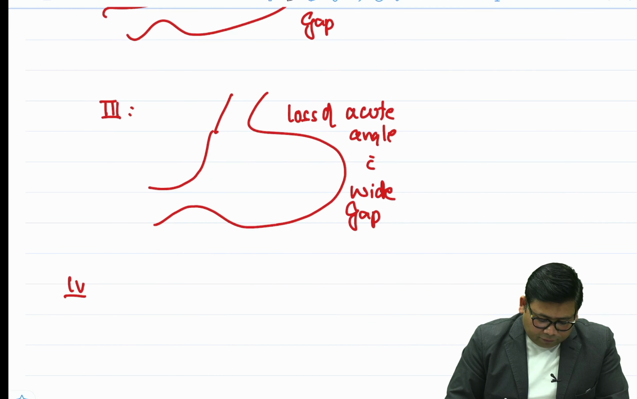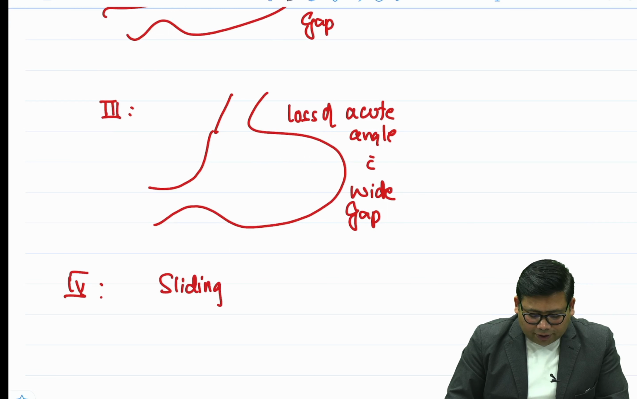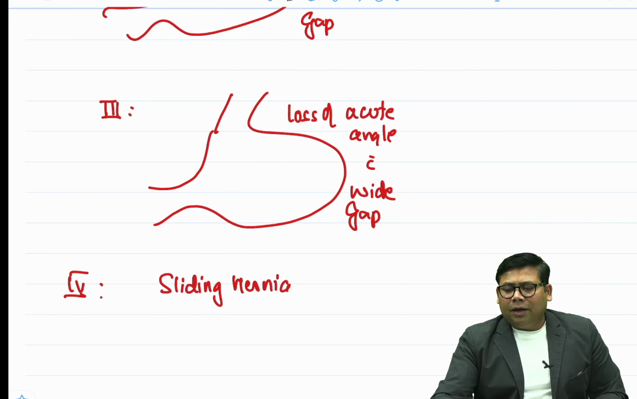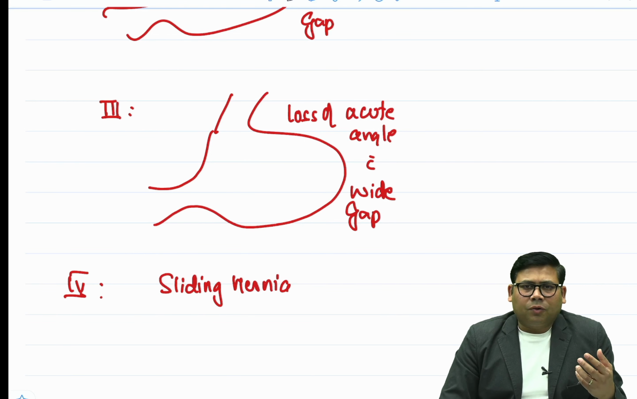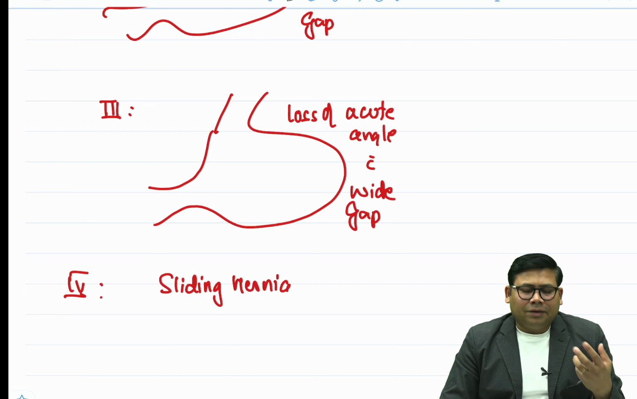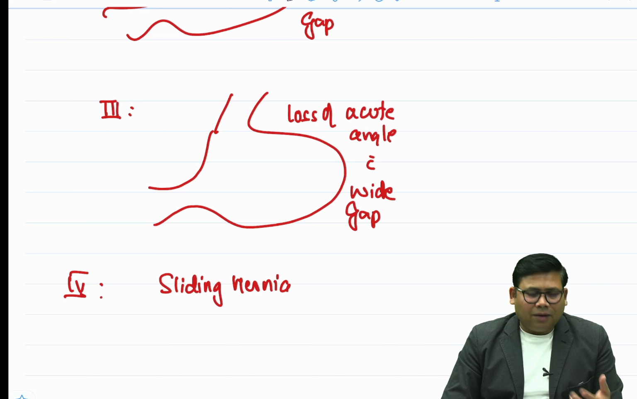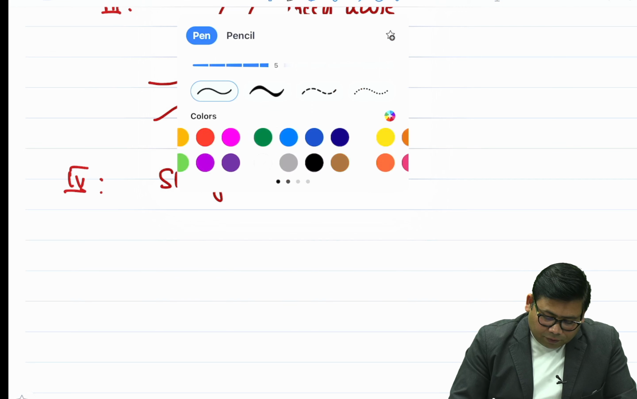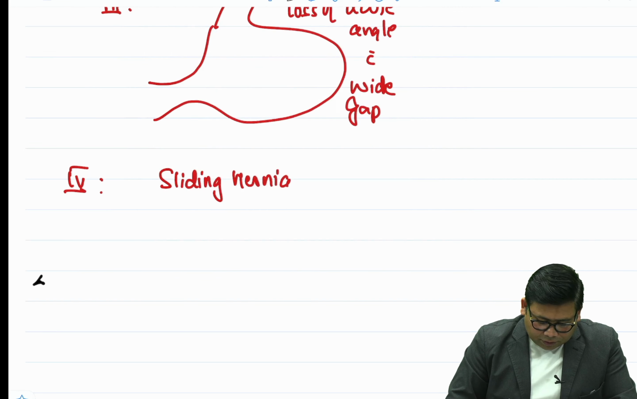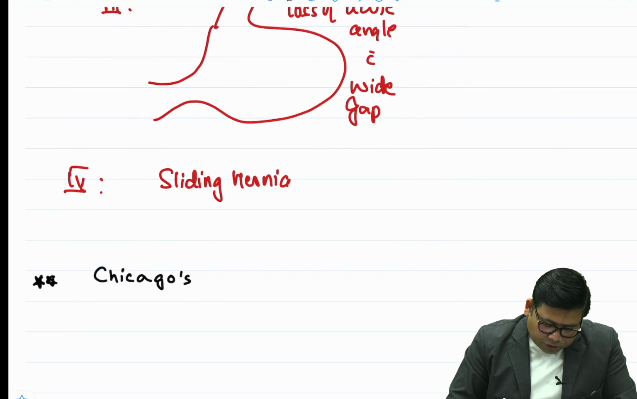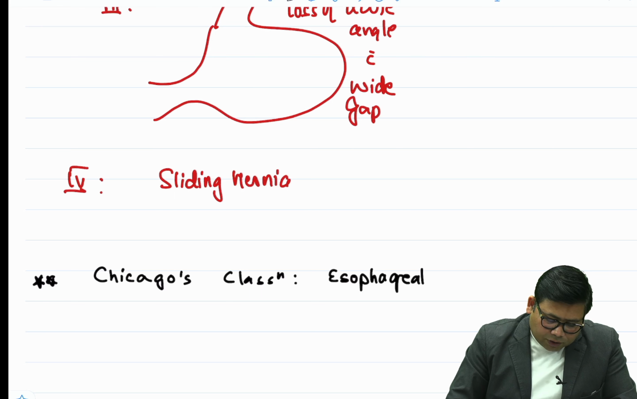And then we have type 4, where you get to see sliding hernia. So sliding hernia, when the G junction itself migrates out. So Hill's classification is, if the name is asked, then you should be telling. In my classes, I have discussed this in depth and detail. So today I am just giving you the names. Apart from this, what are the other classifications? One more classification that we talk about is Chicago's classification. Chicago's classification is for esophageal motility disorder.